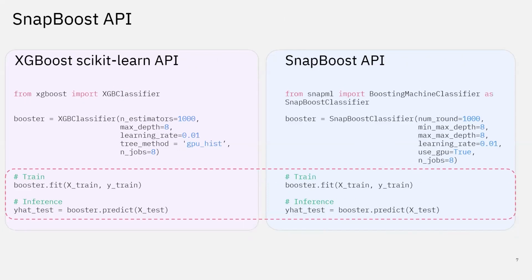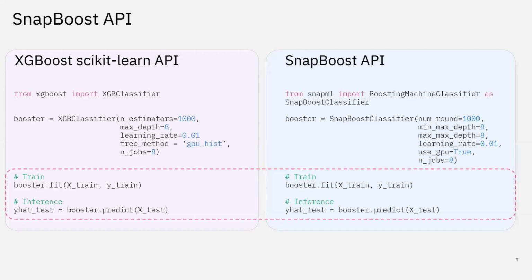Next chart, please. So similarly, we have the boosting machine here. As you may know, XGBoost has its own API, but it also exposes a scikit-learn adherent API called XGBClassifier and XGBRegressor. Here we show an example with the classifier. So you set n_estimators, max depth, learning rate, tree method equals GPU to tell it to use the GPU, as well as the number of CPU threads and jobs.